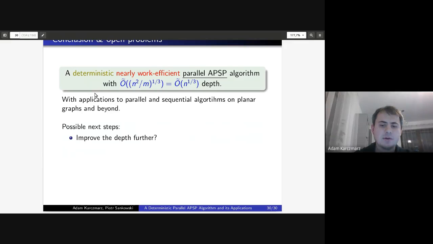Some obvious open questions are as follows. First, it would be nice to improve the depth even further. It's not clear what the limit actually is for nearly work-efficient algorithms. I am not aware of any conditional lower bounds. And this would be cool even for the easier problem of computing the transitive closure, even if we allow randomization.